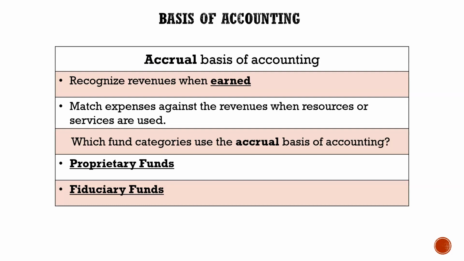The other big part of accrual basis accounting is the matching principle, right? That's telling us we match expenses to the revenues in the period in which those expenses helped generate those revenues. So that's your matching principle, essentially. And then two of the three fund categories actually use accrual basis accounting. Those are the proprietary funds and the fiduciary funds. Proprietary funds are kind of the enterprise type funds, and the fiduciary funds are funds that we're holding on to for somebody else. We have a fiduciary responsibility to take care of those funds.